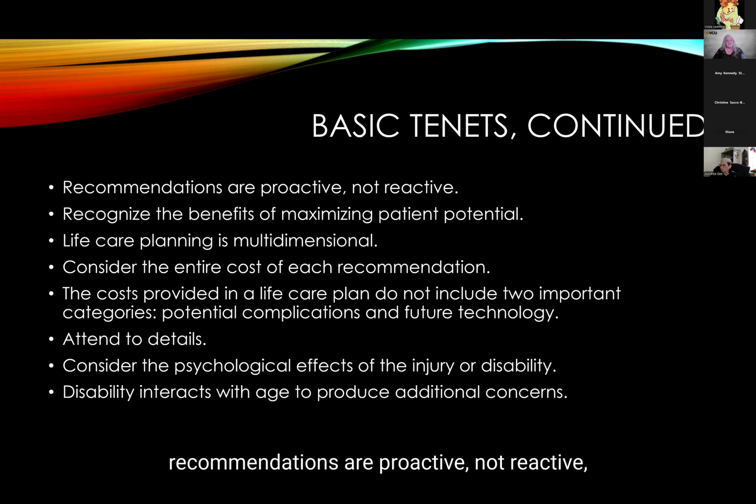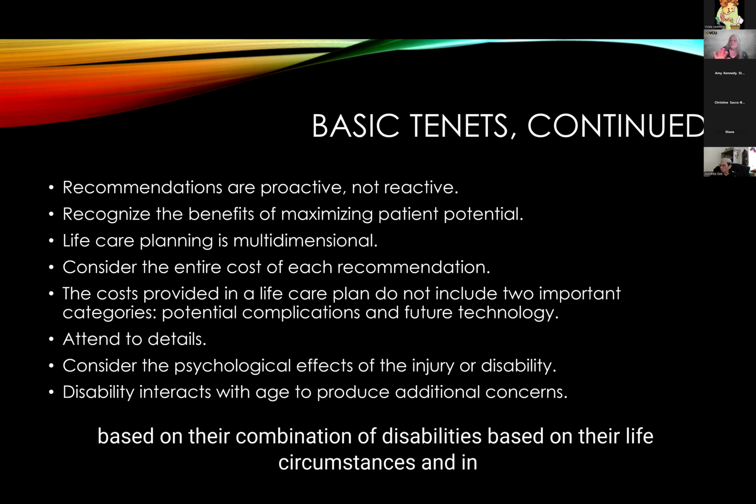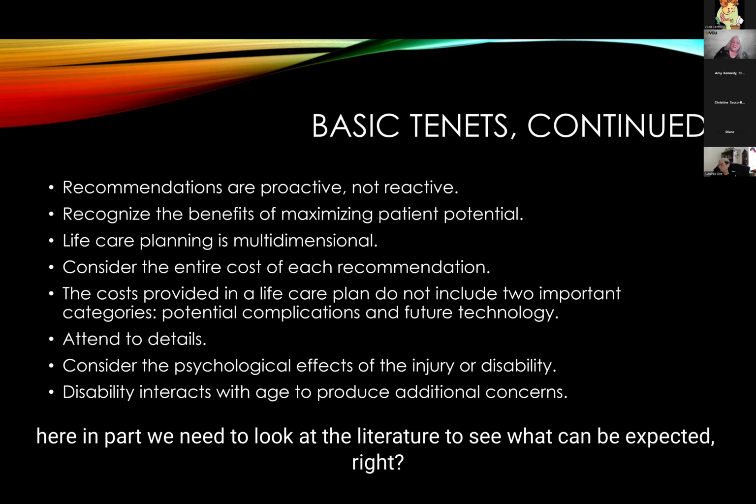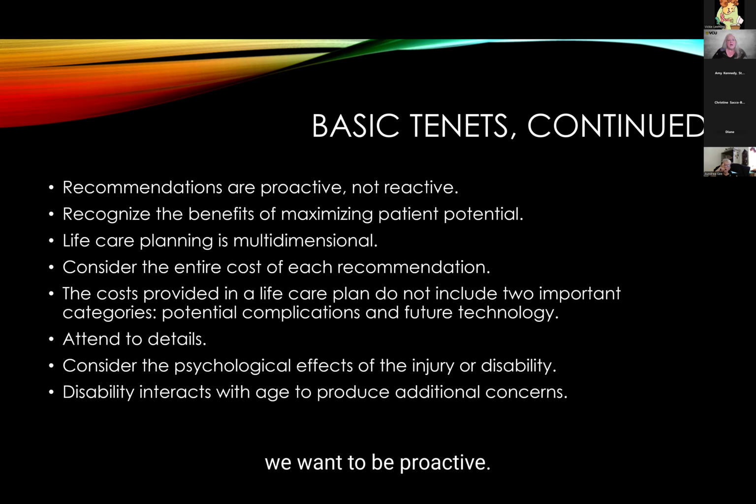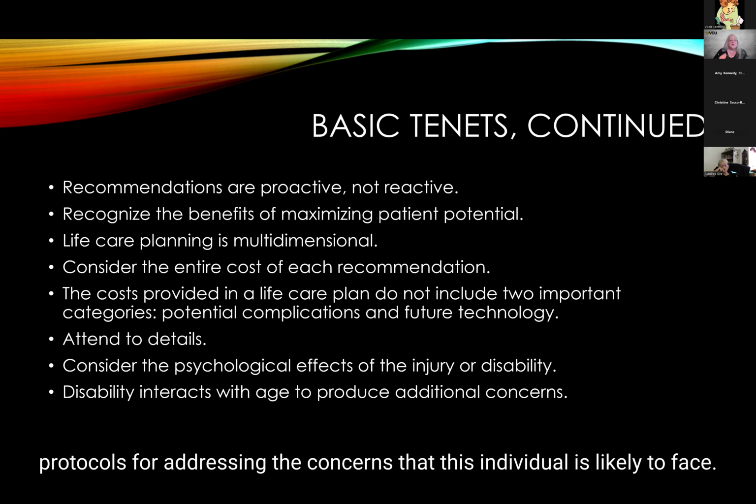Recommendations are proactive, not reactive. So what can we expect with each particular individual based on their combination of disabilities, based on their life circumstances? And here, in part, we need to look at the literature to see what can be expected, right? We want to be proactive. What are standards of practice? What are the best evidence-based protocols for addressing the concerns that this individual is likely to face?